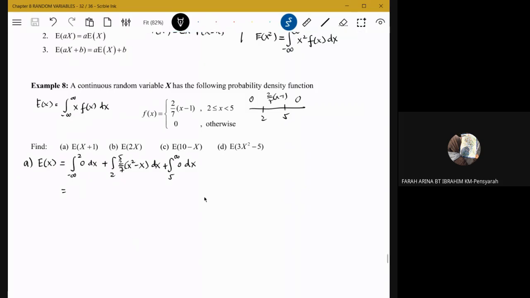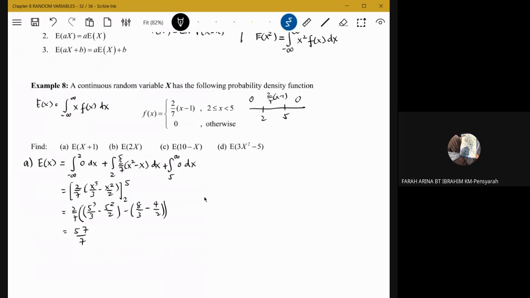Okay, so we integrate the middle part only. So it will be 2 over 7. So we can have x cubed over 3 minus x squared over 2. So limit daripada 2 sampai 5. Substitute the limit. We can have 2 over 7, so 5 cubed over 3, 5 squared over 2, minus substitute 2, we have it 8 over 3, and then 4 over 2. So your E(X), we're going to have 57 over 7.